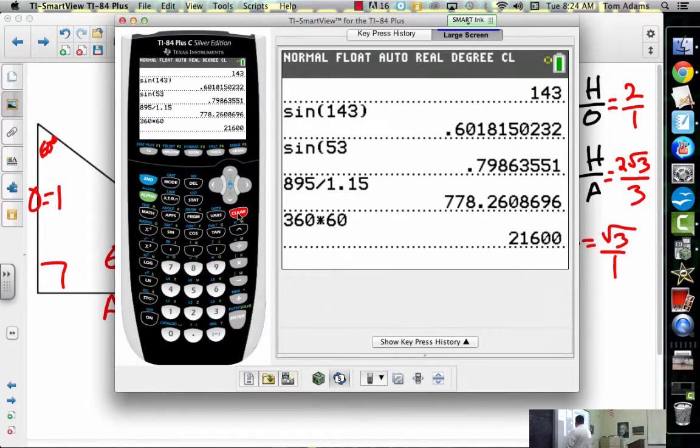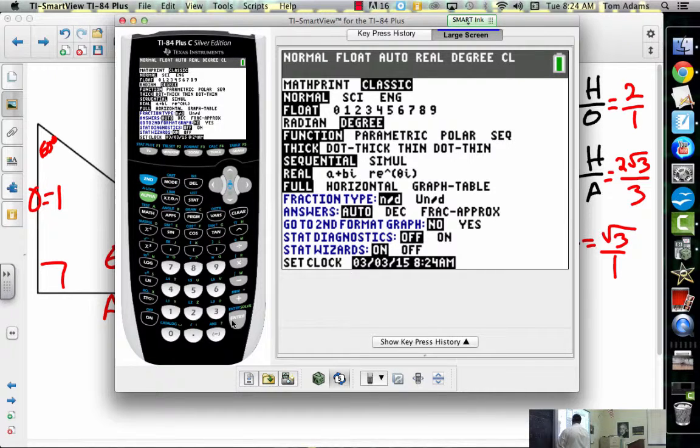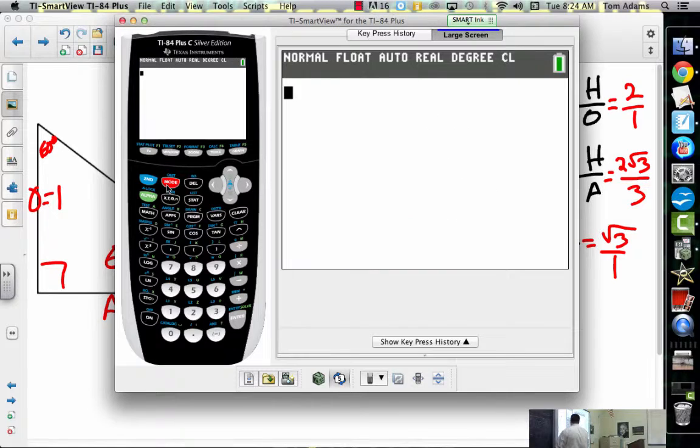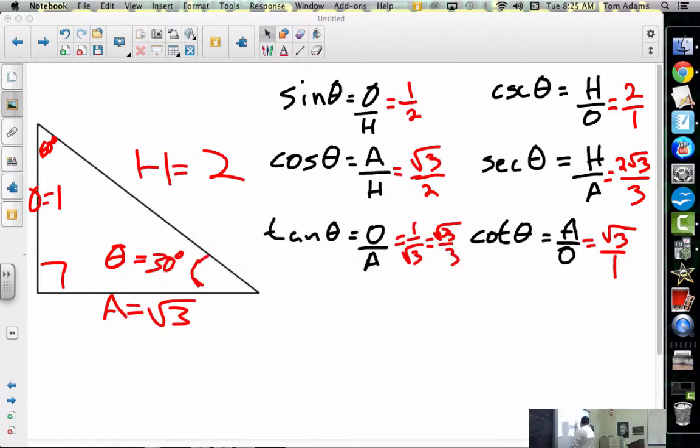So we want to check and see what mode we're in. Right now I'm in degree mode. And we just did 30 degrees. So I said that sine of 30 degrees was 1/2, which is 0.5. Well, what did I say the reciprocal of that was? The reciprocal of that was 2, right?